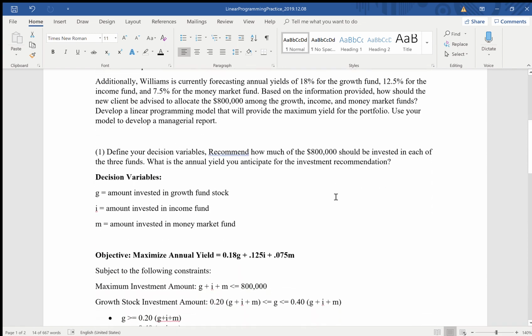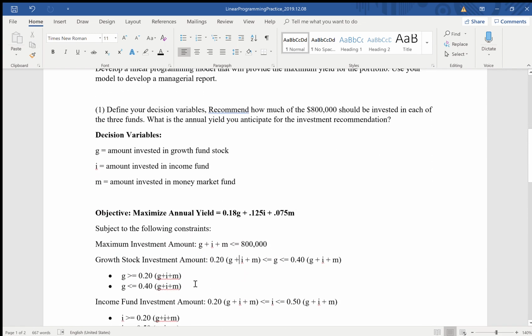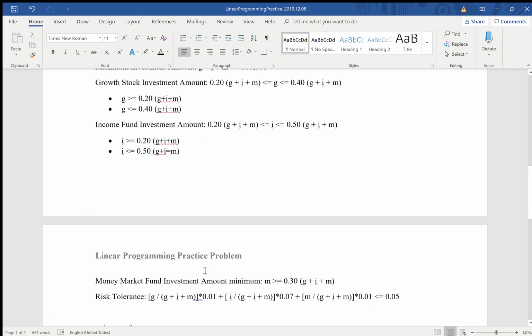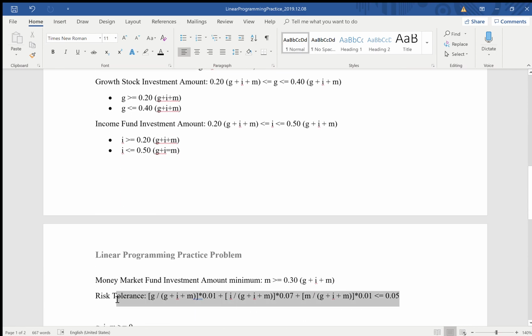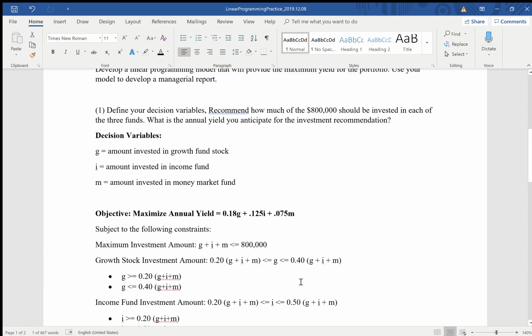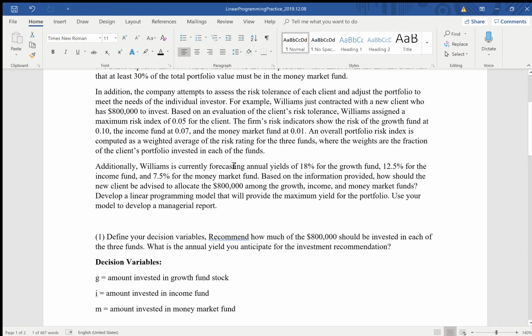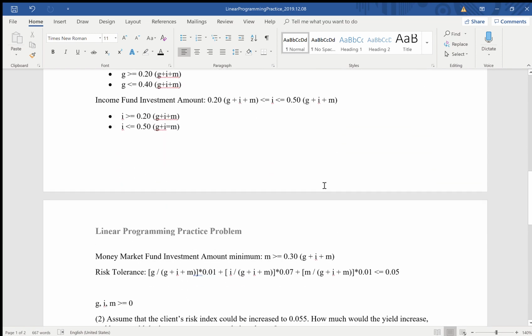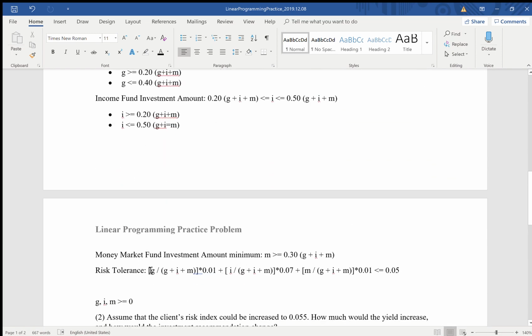Cool. Awesome. All right. So the last constraint is that tricky risk tolerance. So we know what the value has to be. It has to be less than or equal to 0.05 because that's what the client wants. So here, based on evaluation of the client's risk tolerance, Williams assigned a maximum risk index of 0.05 for the client. So that's how you know what your limit is.